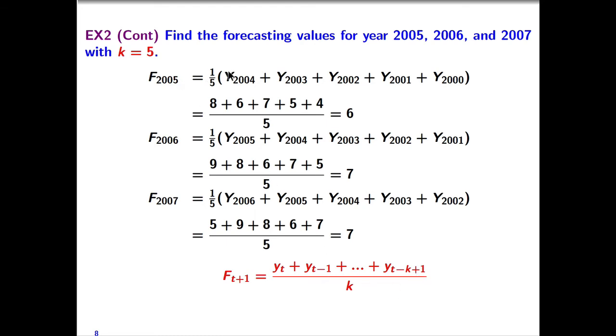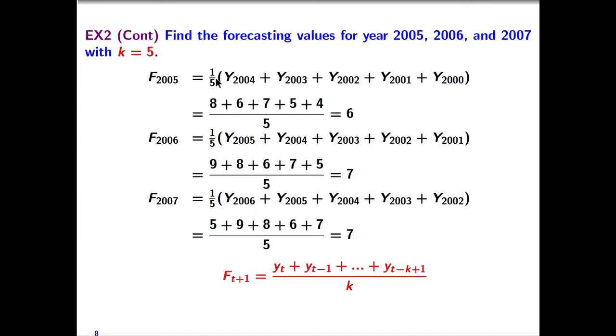So you have y 2004, because this is the current value and the forecast is for the future. Then you go down 1, so it will be y 2003, plus y 2002, plus y 2001, and then plus y 2000. So you have 1, 2, 3, 4, 5 data points, and then over 5.